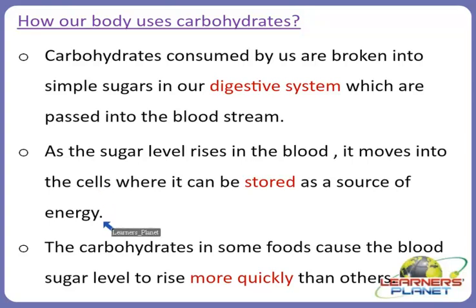Right? So the carbohydrates in some foods which we saw cause the blood sugar level to rise more quickly than others. When this process goes fast with simple sugars, we are more likely to feel hungry again soon, because what will happen? Simple sugars are the simplest form of carbohydrates, and they provide us with an instant source of energy, because they convert into energy rapidly, as we discussed. So it will convert into energy, and the energy will be utilized. And that is why we are more likely to feel hungry again.